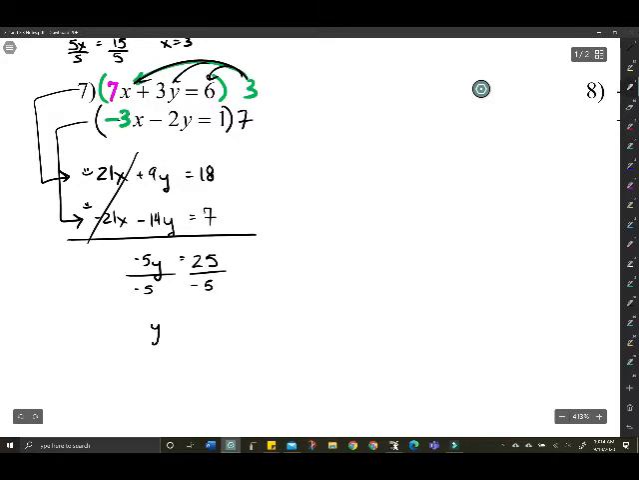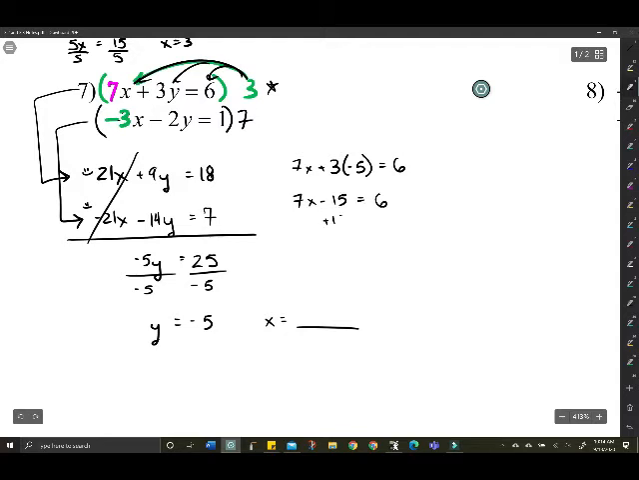That gives us y is equal to -5. And then we can again substitute into any of the originals. We have to find x. So I'll use the first equation, 7x plus 3 times -5 is equal to 6. So 7x minus 15 equals 6.